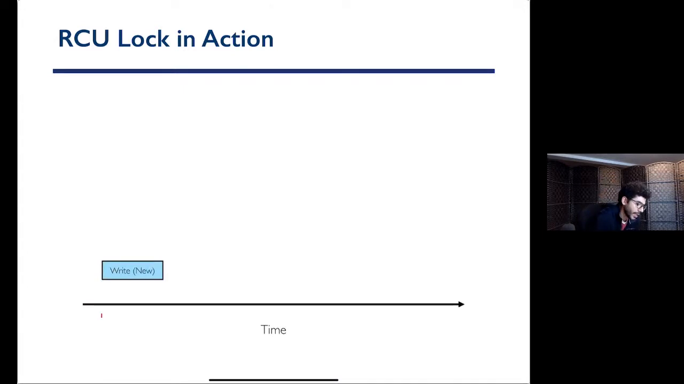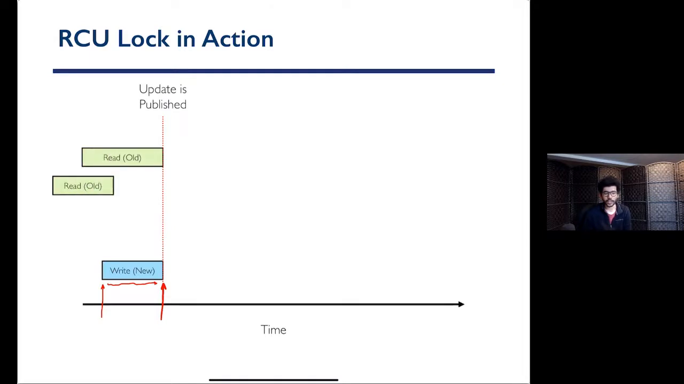So here is when the writer comes, they make a copy, they change it here. So they have changed their own copy. And at this point, they want to publish their copy. So this becomes the time that the update is published. Now, if I had readers that came before the data was published, they're going to be using the old data.